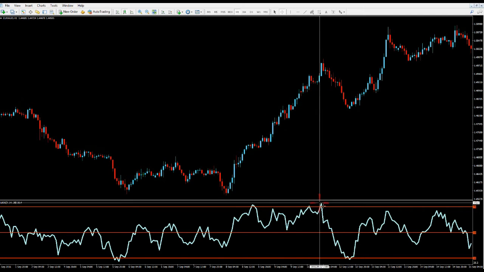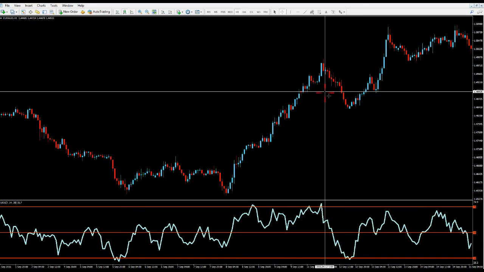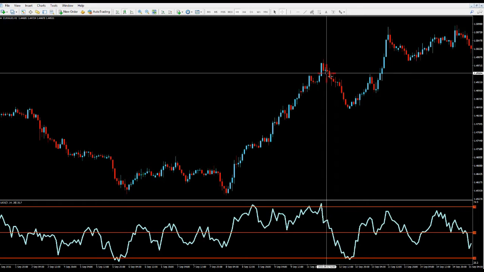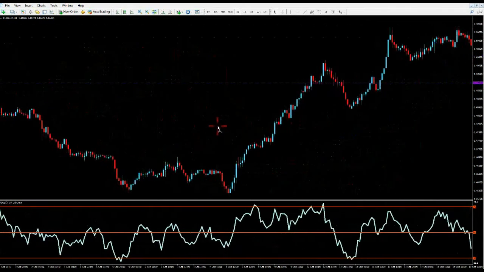And the next position where the oscillator goes above the overbought level is here, and then price is coming down. So here you must also use some price action, because this is good for experienced traders. If you're not, you shouldn't use this. So you should already know these things about placing lines.